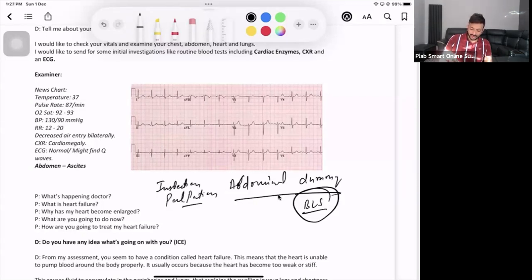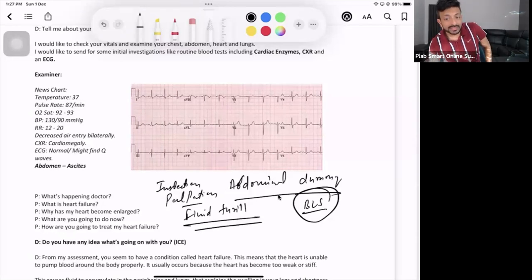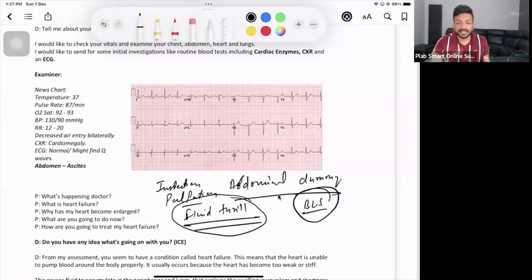But the main thing that you need to do in this case is check for fluid thrill. You can verbalize shifting dullness as well, but when it is a mannequin, it will be difficult to do shifting dullness. What you can do is the fluid thrill. With the mannequin, you may not be able to appreciate fluid thrill, but you will show the technique on the dummy, and the examiner will give you the finding.